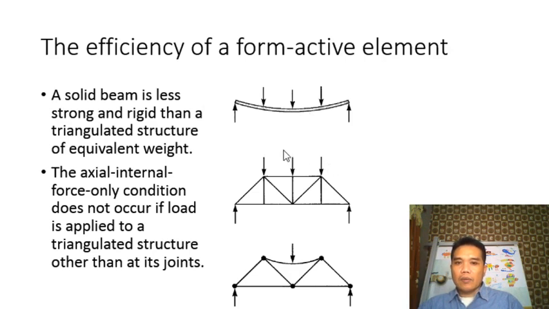of the same weight. The axial internal force only condition does not occur if load is applied to a triangle structure other than its joint, in this way. So the best way to put the load is in the joint.